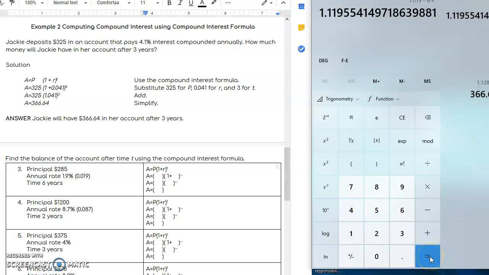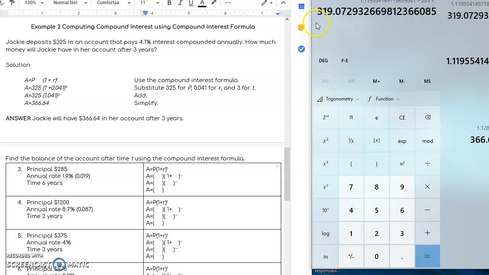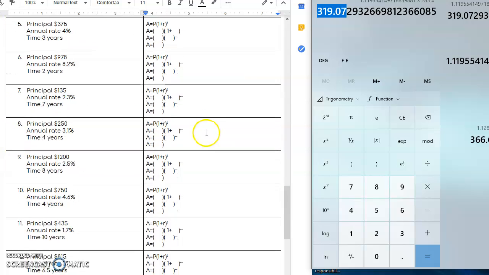We're going to get a very, very long decimal, so leave that in your calculator. And lastly, we multiply that by the principal of 285. That's going to give me $319.07. Notice this next place is a 2, so we're going to leave that at $319.07.